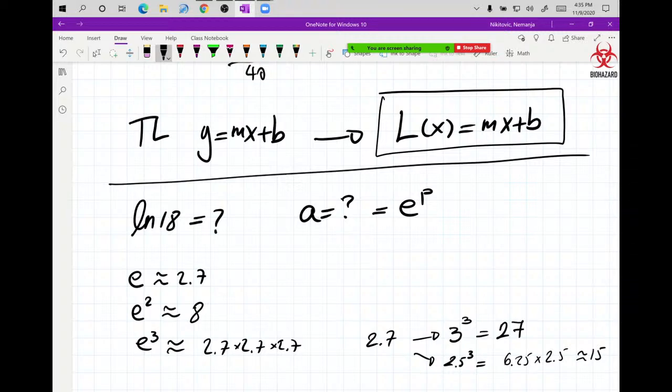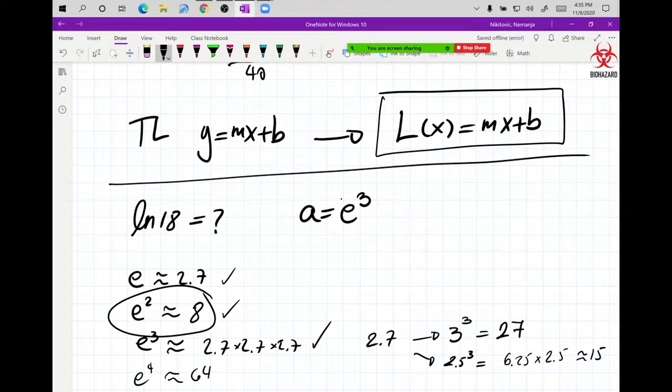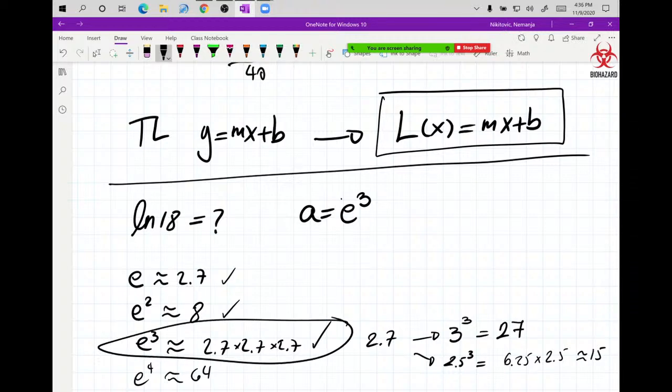So e cubed sounds like a good value to use, just because, right, the single e is about 3, this one is about 9, this one is about 20, and then e to the 4 would be about 64, because that's this one squared. So that should be common sense. So 18 should land somewhere around e cubed. Again, guys, I don't have a calculator to check any of these things. I'm on a desert island over here, writing with a stick in the sand.